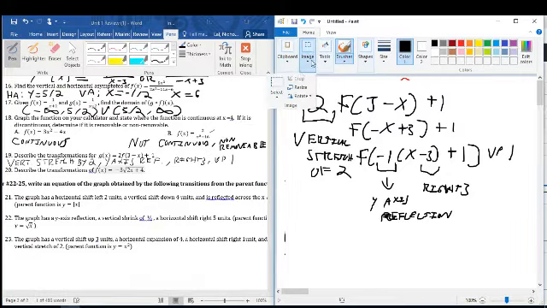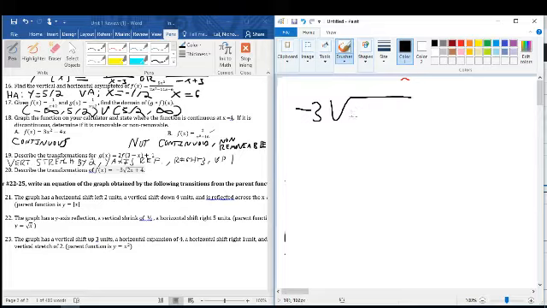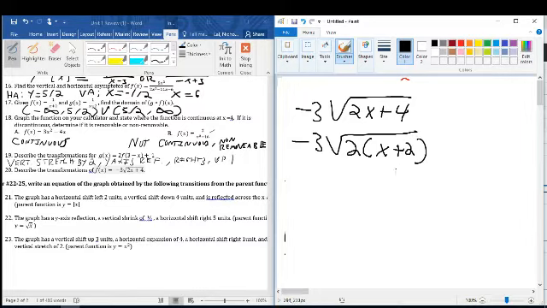Okay. Looking at the next problem, we have our function, negative 3 times the square root of 2x plus 4. We just need to factor out what's inside the square root, so we'll have negative 3 times the square root of, factor out that 2, times the quantity of x plus 2. Alright, so that negative sign is an x-axis reflection.